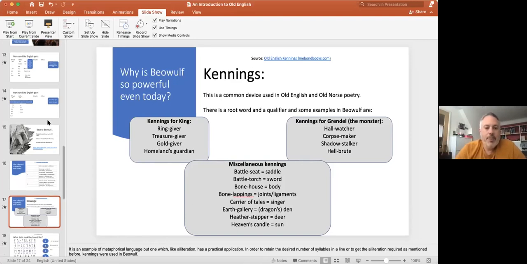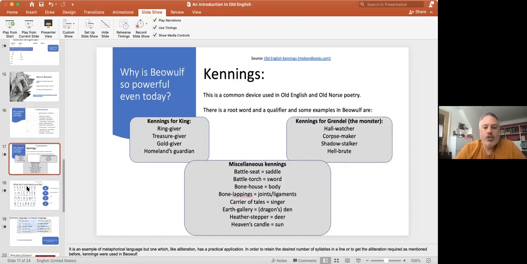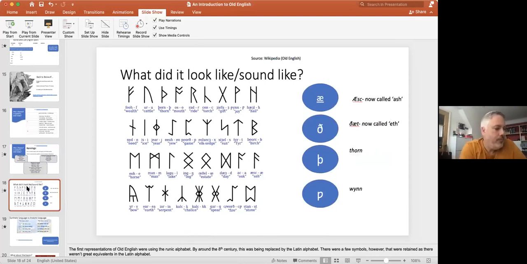So if we go on to what Old English started out like, you almost certainly won't be familiar with the Futhark runes, which is what we see on the left-hand side. This is the way that Old English was first represented when it came to these islands. The Latin alphabet wasn't used until the 8th century. So the symbols which were used to represent Old English look like this, and they're very unfamiliar to us today.